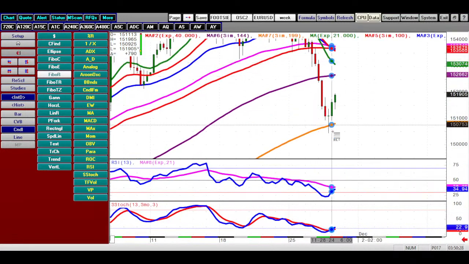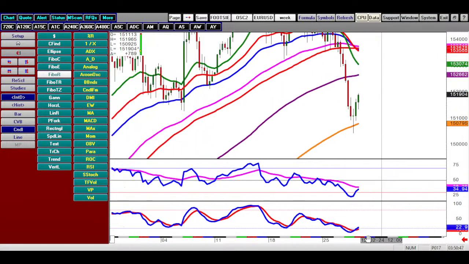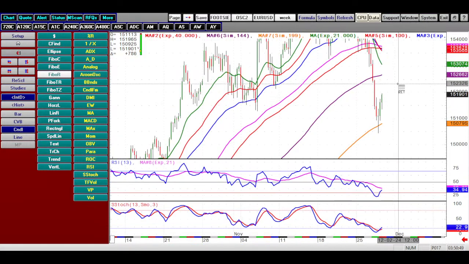Okay, then here the chart says that most likely we have seen a base, so we should be expecting the price to push higher. Okay, I'll have a look.